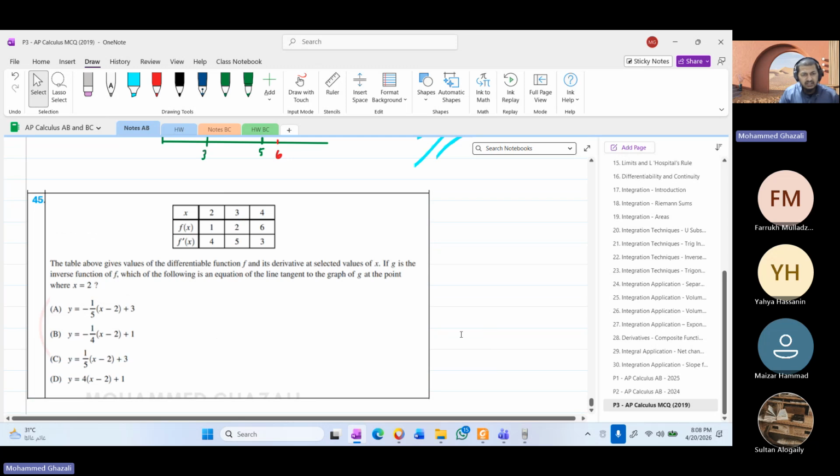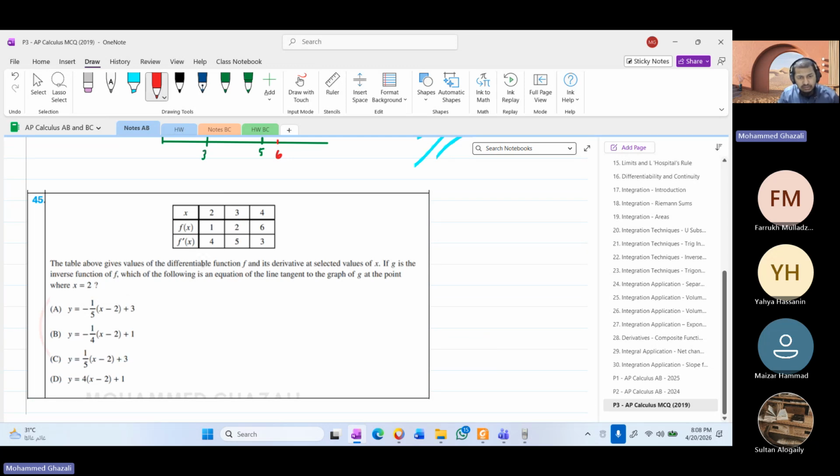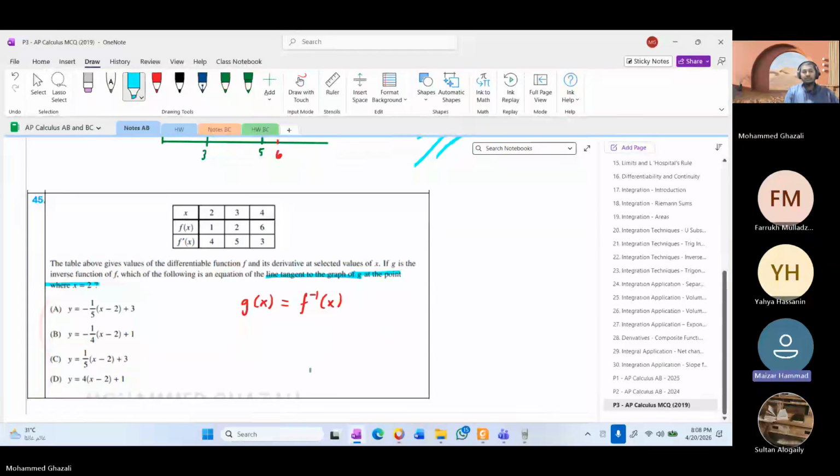The table above gives values of the differentiable function f and its derivative at selected values of x. If g is the inverse function of f, what is g? The inverse function of f. Which of the following is an equation of the tangent to the graph of g? You want to find the equation of the tangent line to the graph of g at the point where x is equal to 2. Let's find point of contact first.